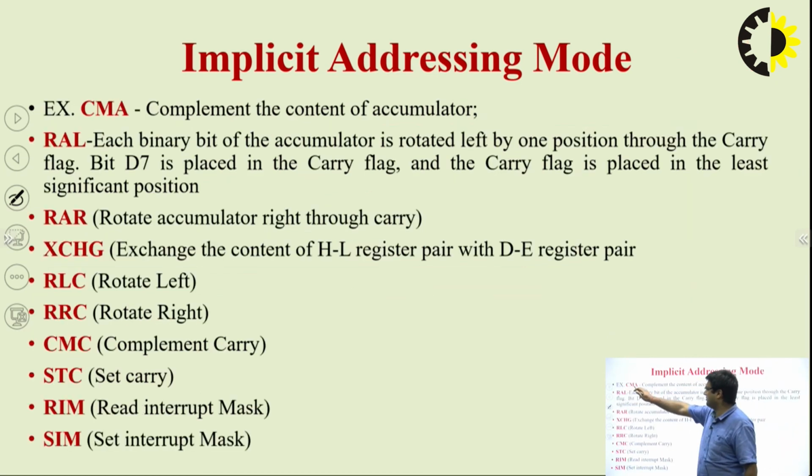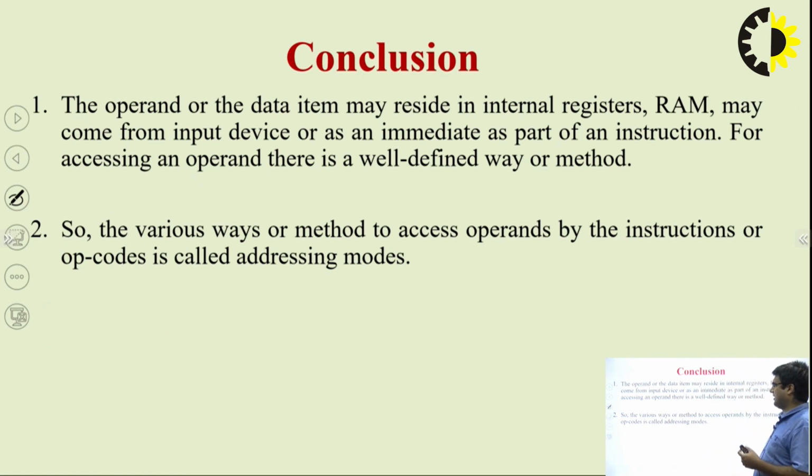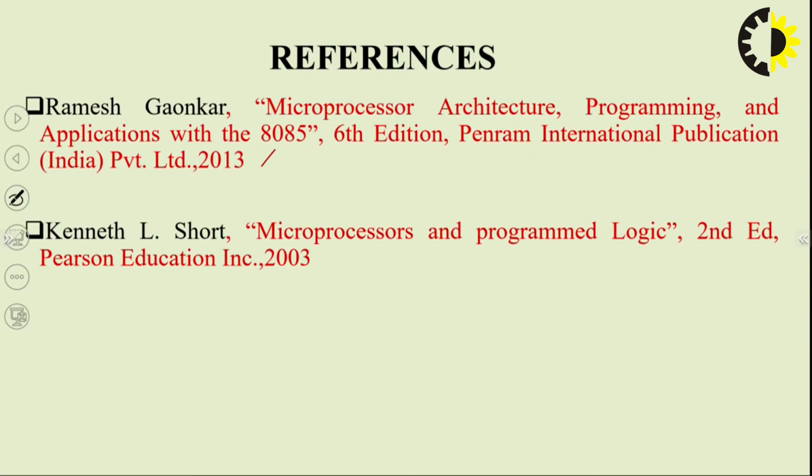Some examples are: complement the contents of the accumulator, rotate accumulator left, rotate accumulator right through carry, exchange the contents of the HL register pair with the DE register pair, rotate left, rotate right, complement carry, set carry, read interrupt mask, set interrupt mask. Here one thing is common: there is no operand. Operands are part of the instruction. So the conclusion is that addressing modes are the various ways by which the opcode can access the operands. How the instructions execute on the operands by different methods is called addressing modes. So these are the references, Ramesh Gaonkar and Kenneth L. Short.